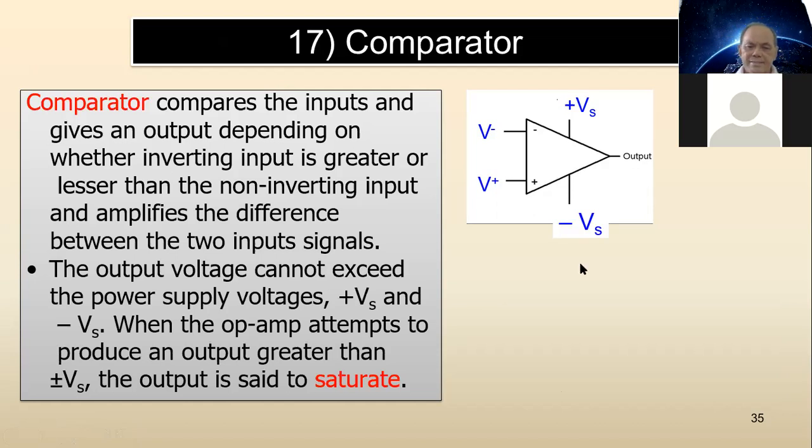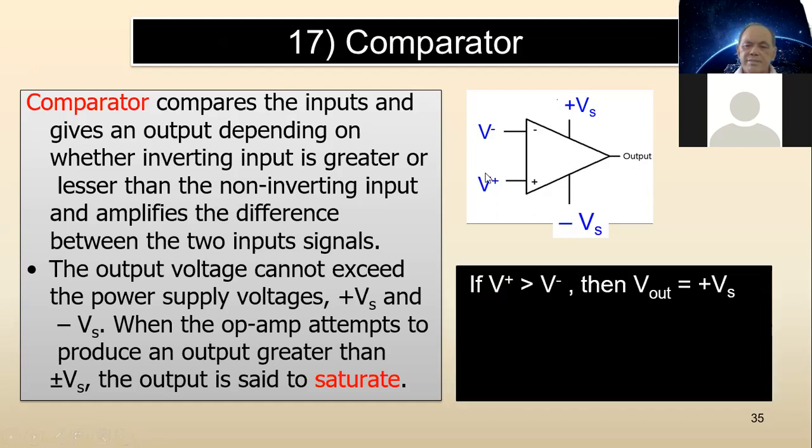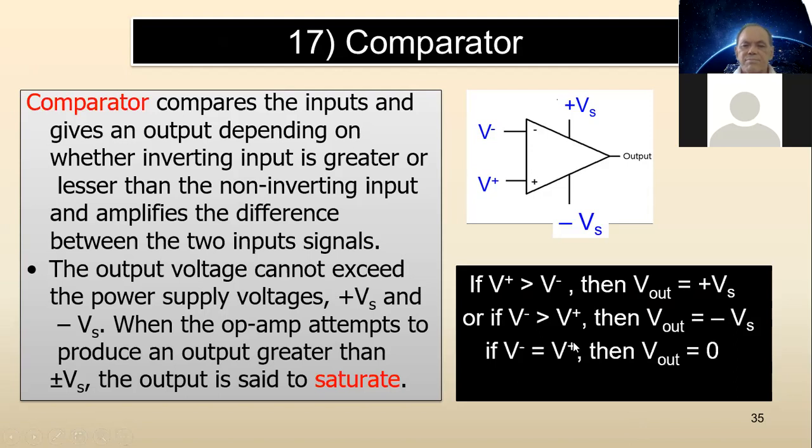So that's a comparator. To summarize, if the V plus terminal is greater than that one there, then straight away you become positive Vs. Whereas if the negative terminal there is greater than this one, straight away you will get minus Vs. If both of them are the same value, then the output will be 0. That's a comparator. Okay? You compare and give you output. Which terminal is greater? That's all.